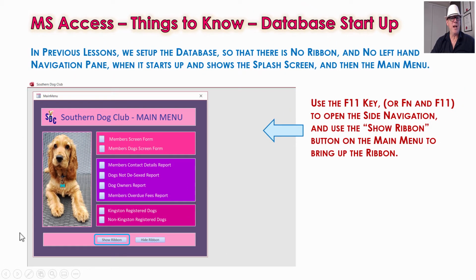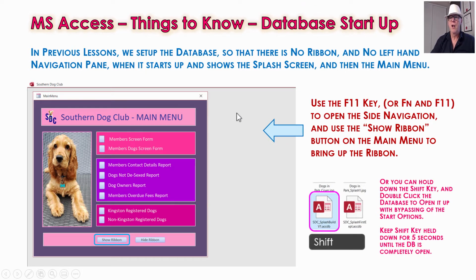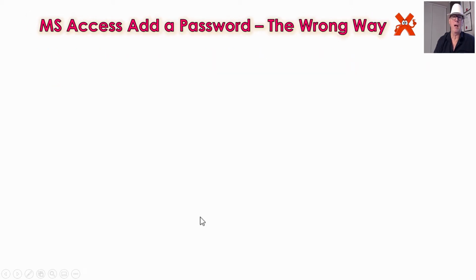Now you don't need the side navigation panel for this lesson, but if you did, you could just use the F11 key, which on most laptops you have to hold down the FN key down the bottom left-hand corner and press F11 to just get that usual access side panel if you want to have a look at that, although you don't need it for this lesson. Or you can hold down Shift while you double click on the database. That should be another way that'll open up with the ribbon and the sidebar on it.